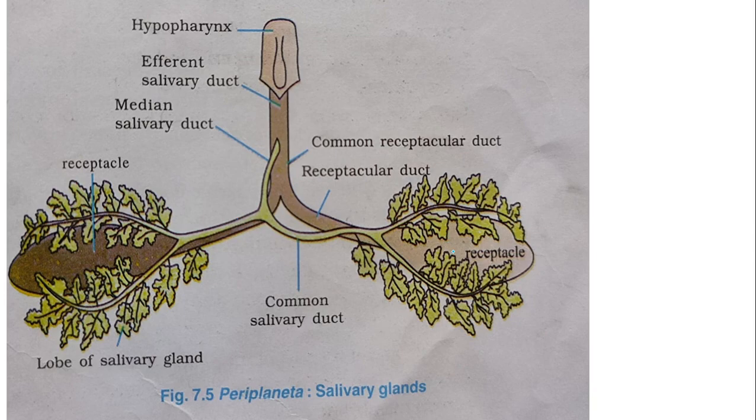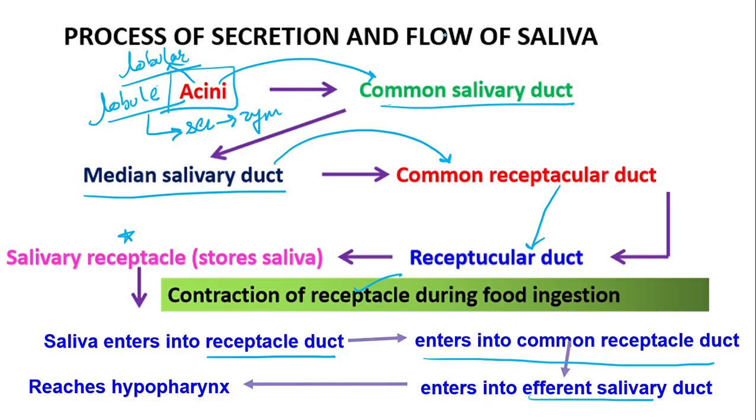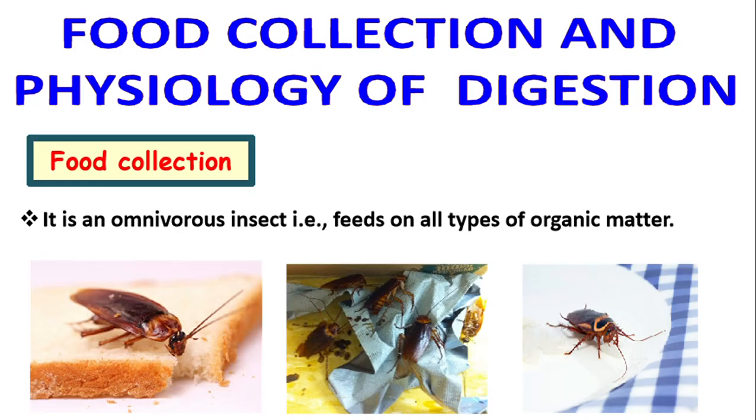So whenever the cockroach sees food, saliva is stored over here. Saliva is going to enter from the receptacle to the receptacular duct, from here to the common receptacular duct, from here into the efferent duct, from here into the hypopharynx, and from here it is going to enter into the mouth. So that was the pathway for the secretion and flow of saliva.